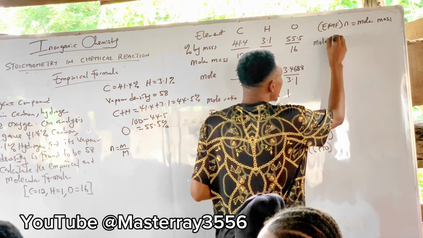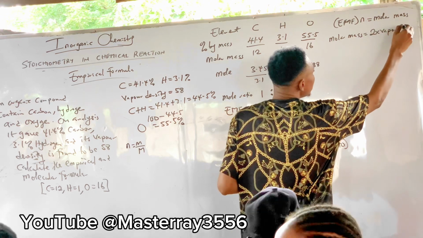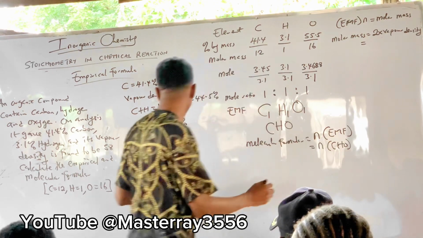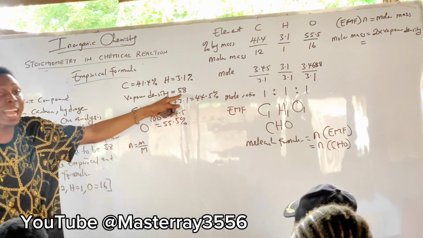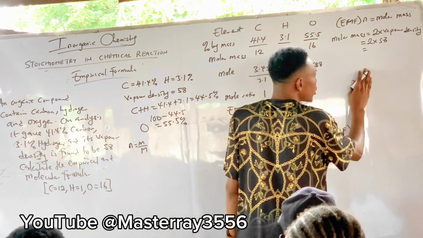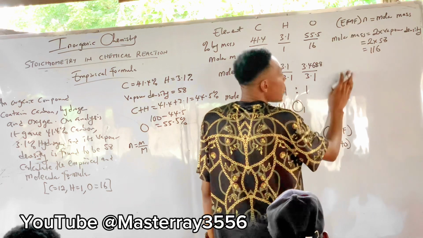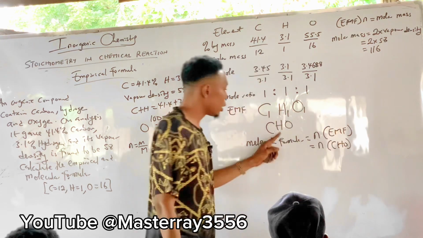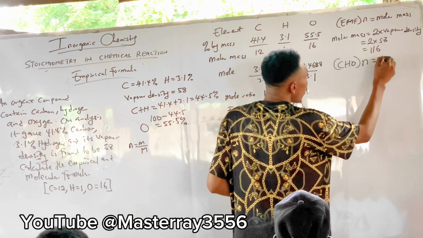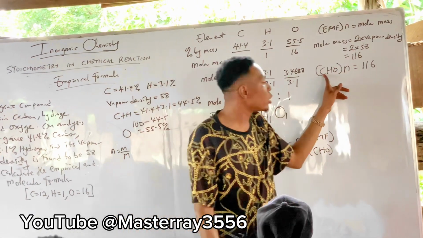So molar mass is equal to 2 times vapor density. Are you following? We were given vapor density in the question to be 58. So it should be 2 times 58. 2 times 58 gives you 116. So we can move back to the EMF, which is CHO. Then CHO times N equals 116. Now I need to look for the molar mass of this compound.